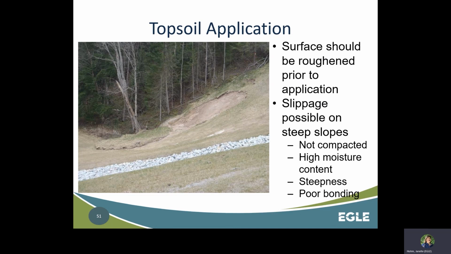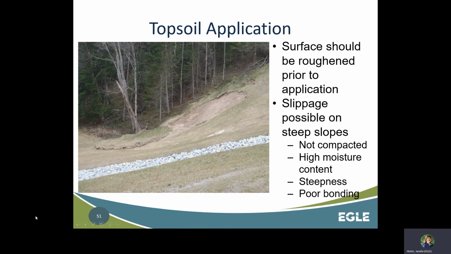The second factor is slope steepness. The steeper the slope, the easier it is for heavy, wet topsoil to slip. The third factor is poor bonding, or a lack of a good bond between the topsoil and the underlying subsoil.